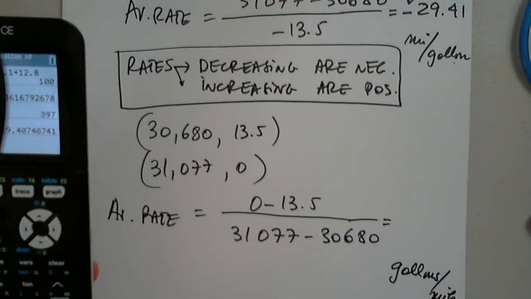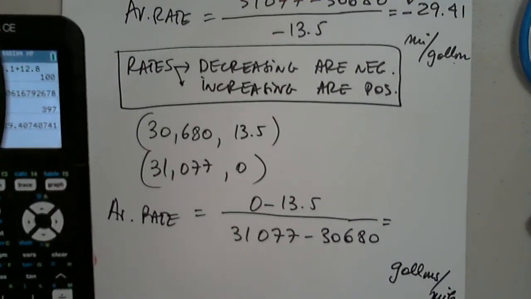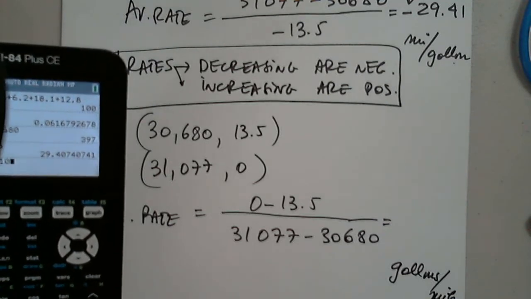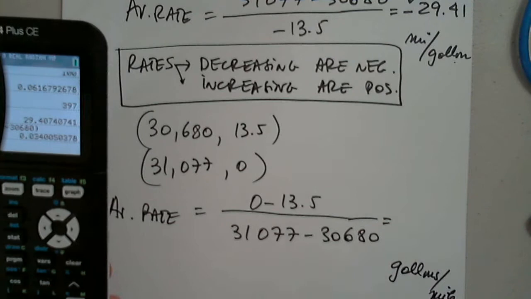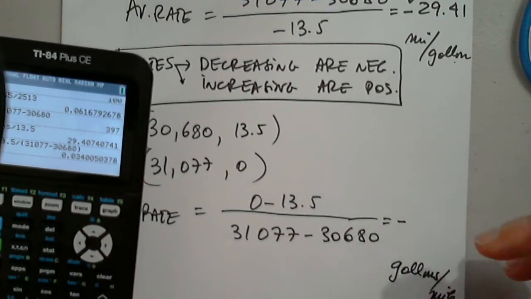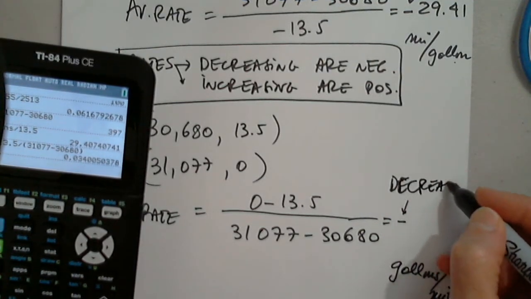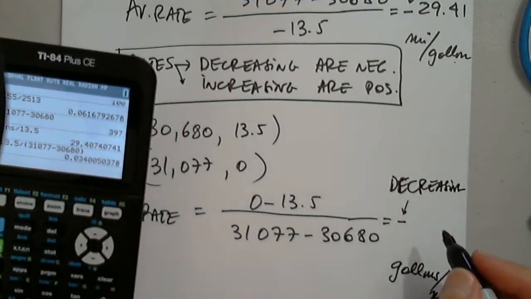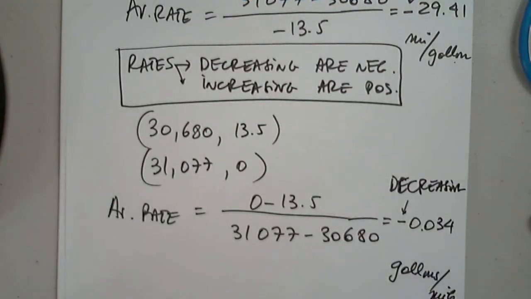So 13.5 divided by, in parentheses, don't forget parentheses, 0.77. Okay, so I got still negative. You can report it positive, but this means decreasing. So 0.034. Again, I don't know how many decimal digits they want, but I'm fine with 2 or 3.